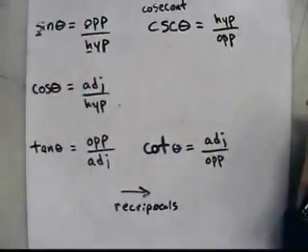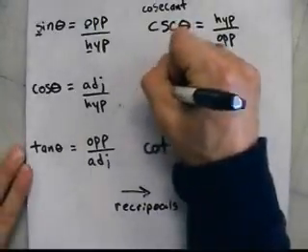Okay, now the other one's not the co-function. It's called a secant function, and this is going to be SEC.